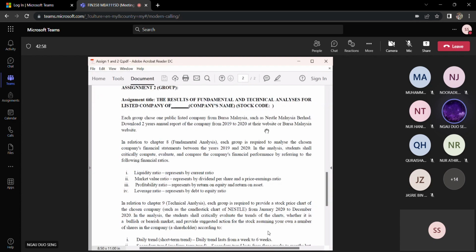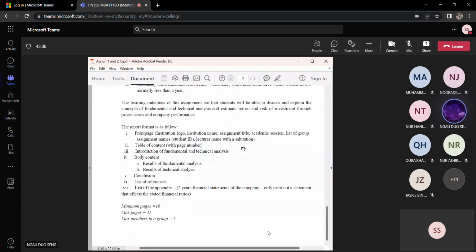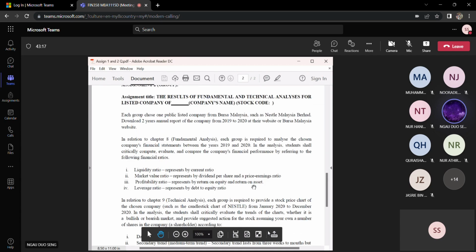For the individual assignment you already did a company, right? So you just choose from those companies. For the group assignment, the maximum group size is 5 members. Among the 5 members, you choose one company, then you do your group assignment.